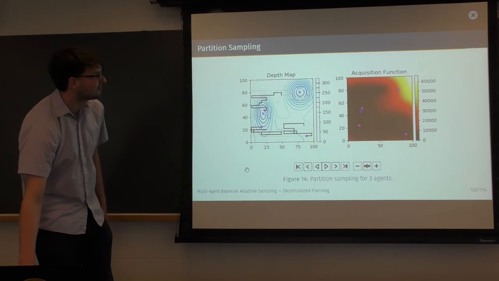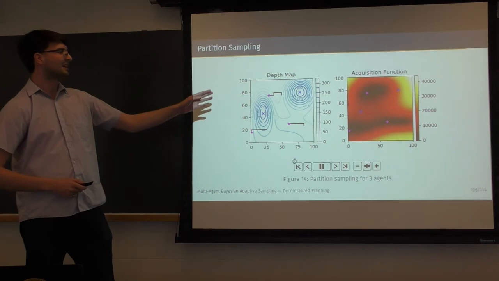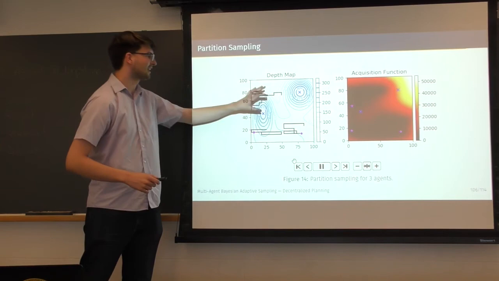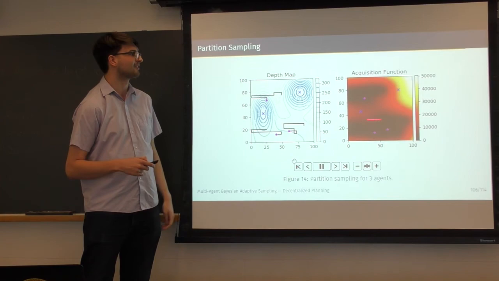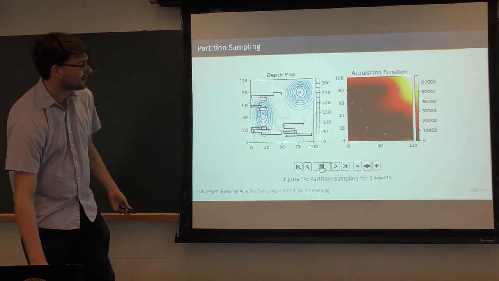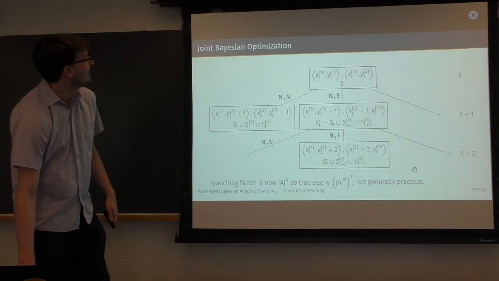For partition sampling, now each robot is constrained to only search its own region. These two are limited to the corners, and this guy has the whole top half. And so now you can see there's some problems here. For example, these guys could be helping with this region since the acquisition function is high over here, but instead we have to wait for this agent to get over there, so it might be helpful if our agents could go into each other's sections sometimes.